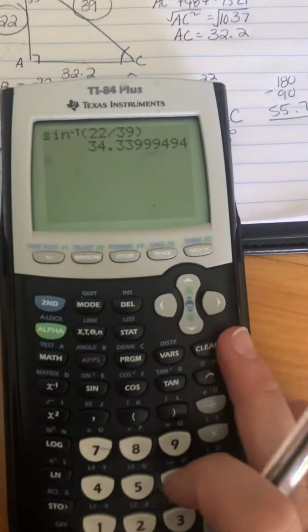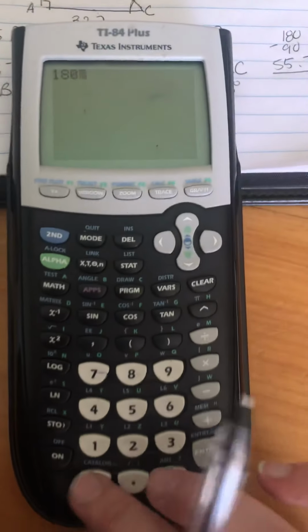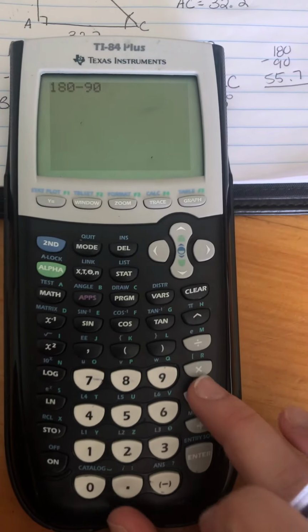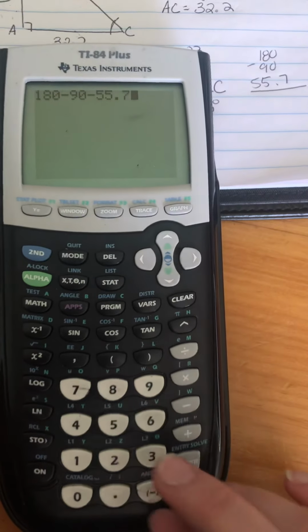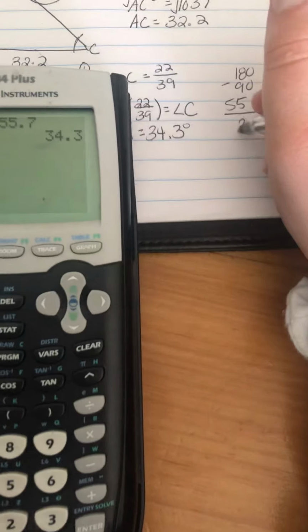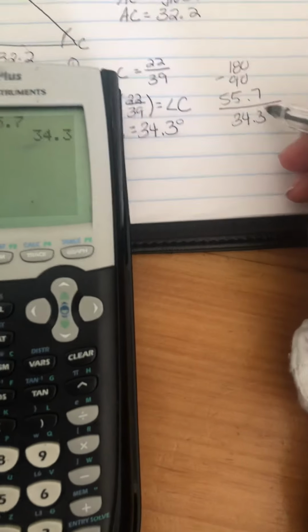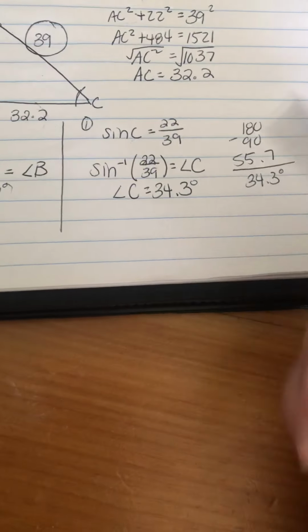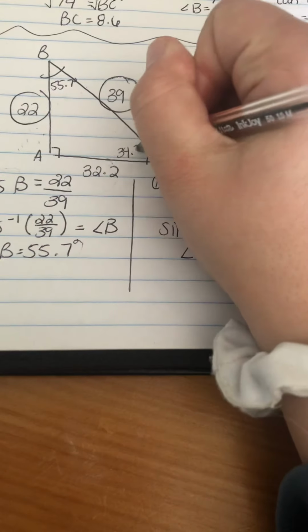Again, if I did 180 minus 90 minus that angle I had found for B, minus 55.7, I should still end up with this 34.3. So again, if I plug it in, 180 minus 90 minus 55.7, and we still end up with that same answer, the 34.3. So either of those options is fine. No matter what, you can use either one of those. You should end up with the same answer. Shouldn't be any different here.